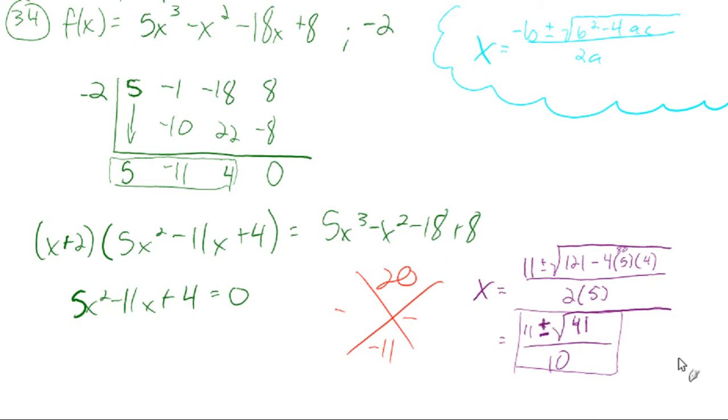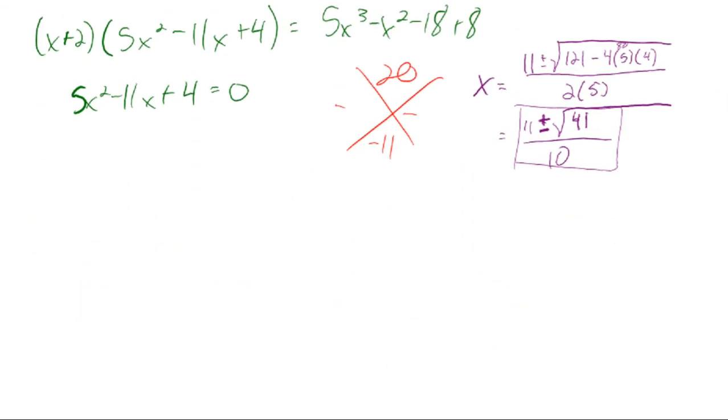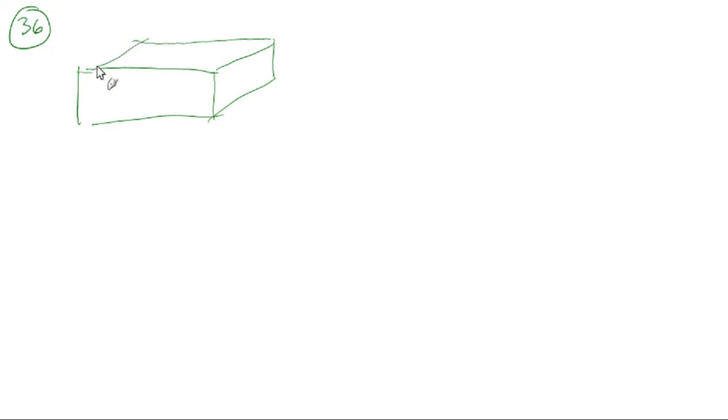Okay, we'll do one more, and we've run out of room, so we'll delete everything. And we'll do number 36. There's a picture of this box, or what we call in math a rectangular prism. Right, this side is x plus 2. This side is x plus 4. What's this side? That's the question.